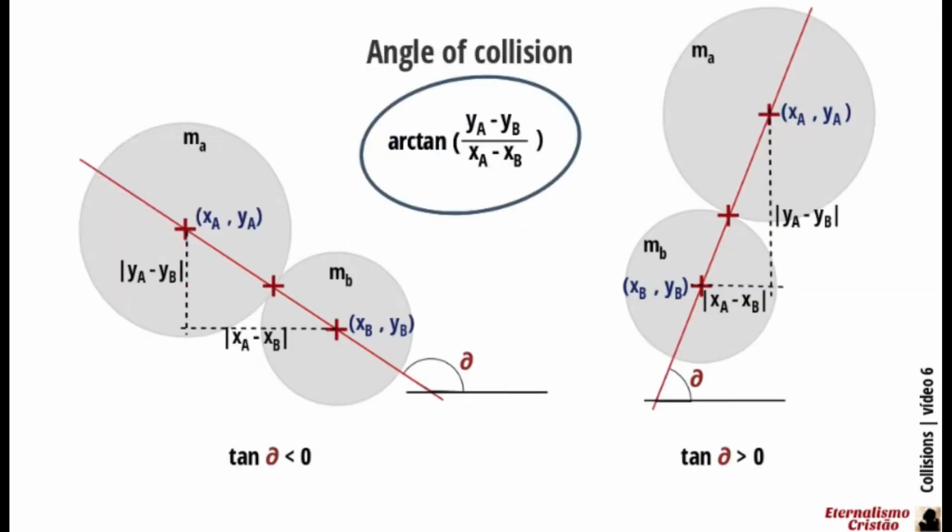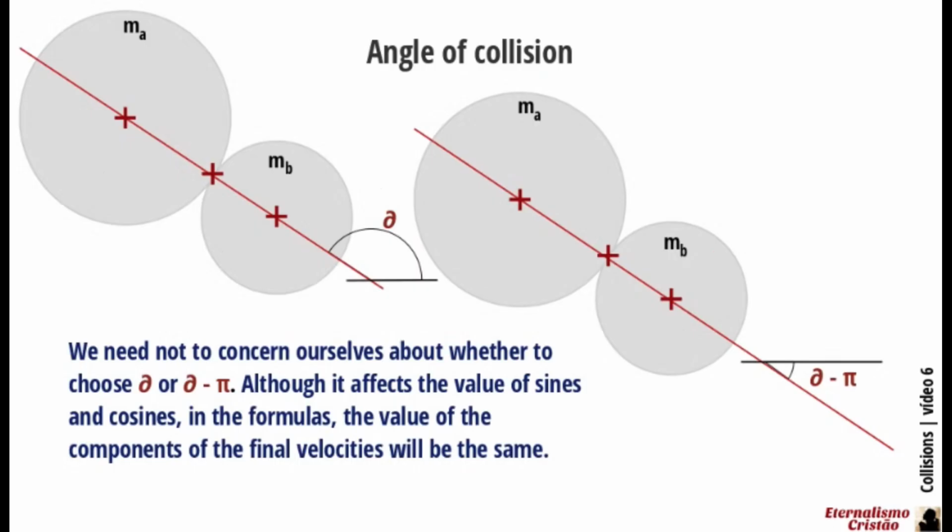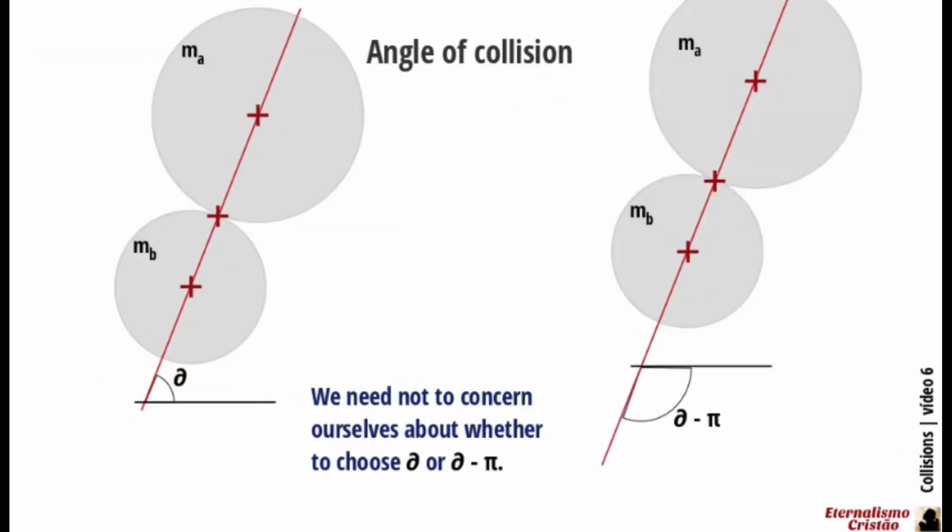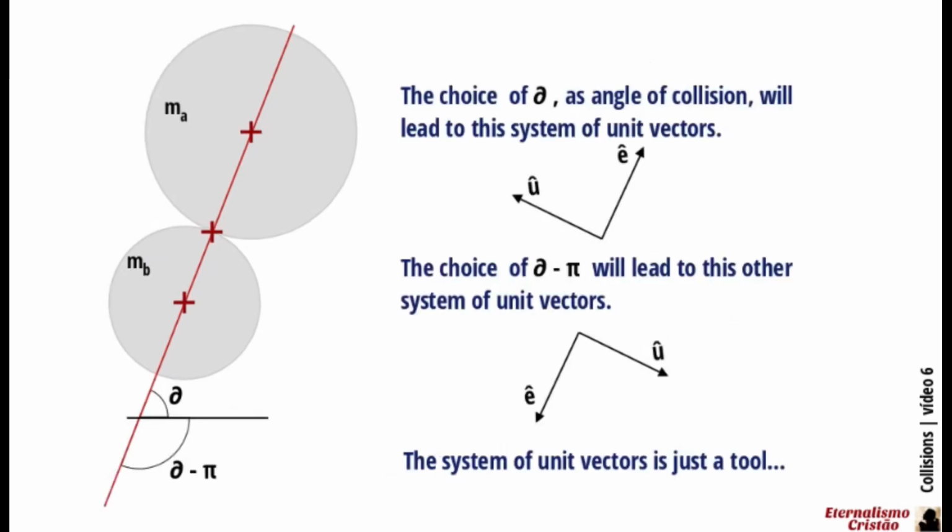After detecting collision, we find the angle of action or of attack. At first we notice two known possibilities. There are two angles with the same tangent value. You can choose, blindly, any. The choice of delta, as angle of collision, will lead to a system of unit vectors. The choice of delta minus pi will lead to another system of unit vectors. Both systems can do the business, as they are just a necessary tool.